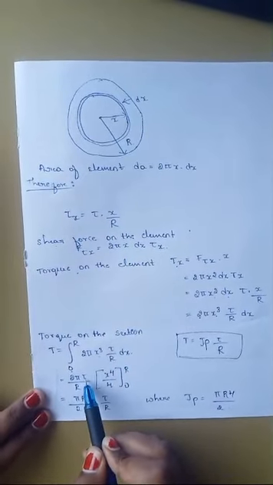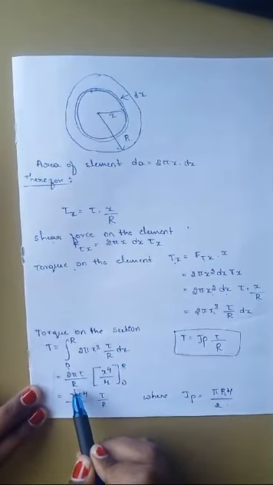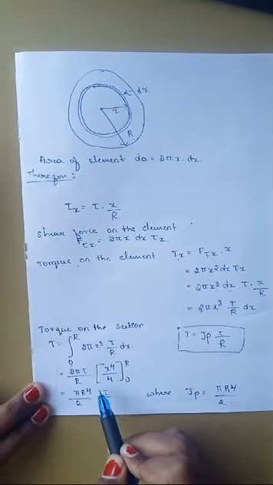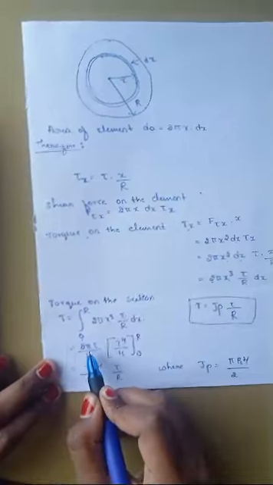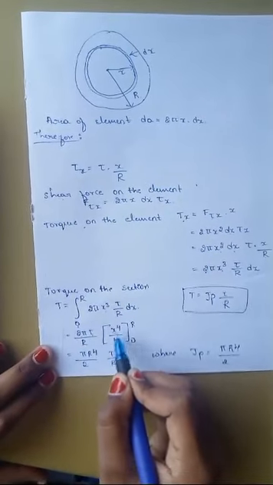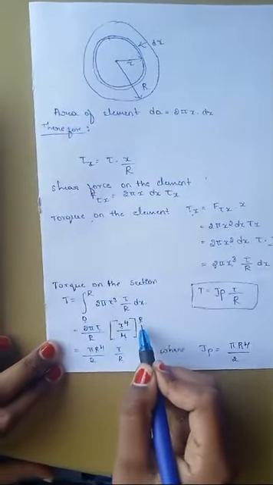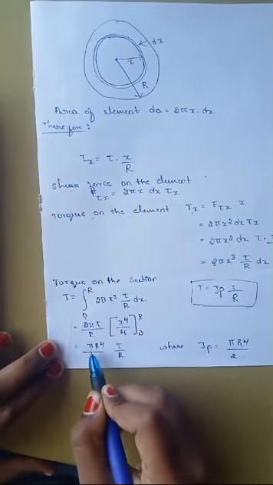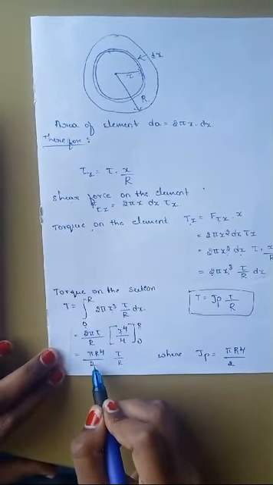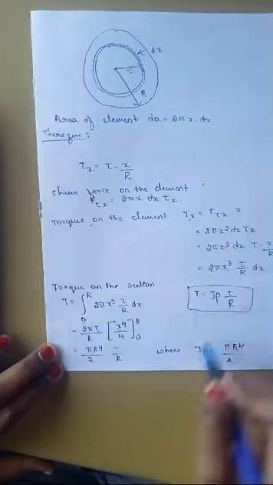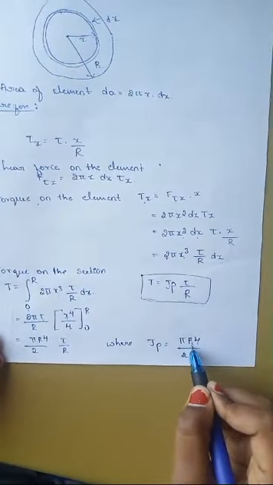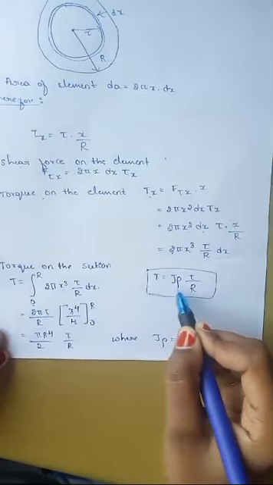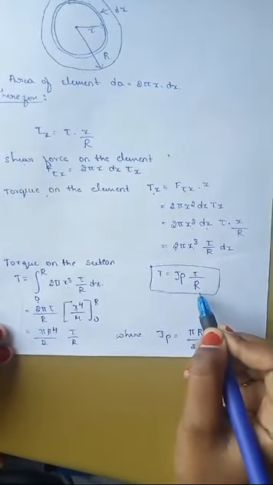Taking 2 pi tau by r outside, we get 2 pi tau by r times x to the power of 4 by 4, with limits r and 0. This gives pi r to the power of 4 by 2 times tau by r. Here Jp equals pi r to the power of 4 by 2. So T equals Jp times tau by r.